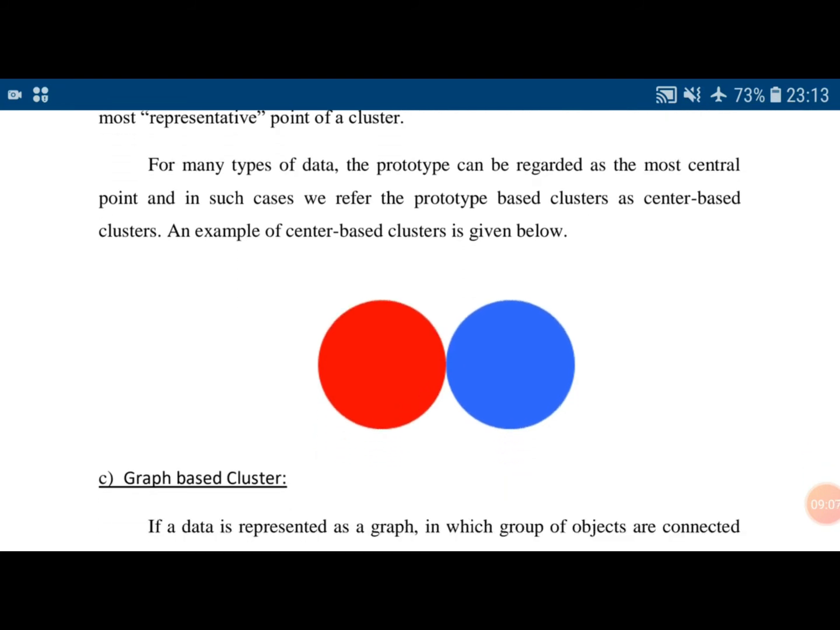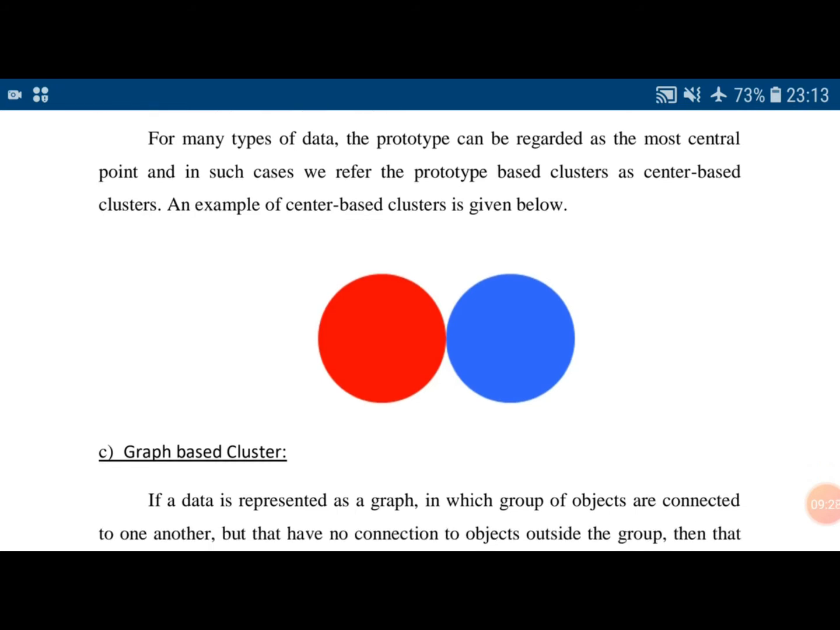So this red circle is one cluster and the blue circle is another cluster. If the centroid is a middle point, that is nothing but the average of all point values. So in cluster 1, in the red circle, the centroid is the average of all values in cluster 1, the cluster which has red color. The centroid of cluster 2 is the average of all point values within cluster 2.